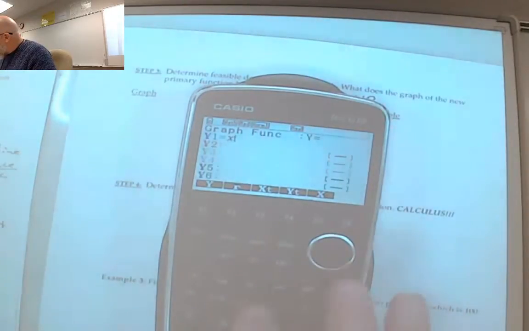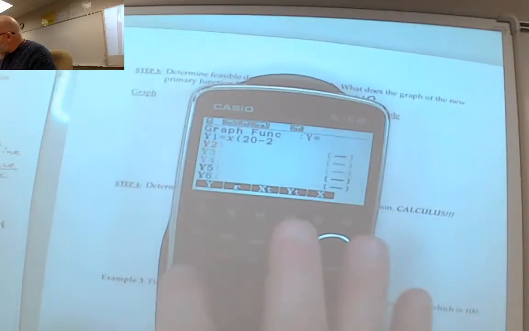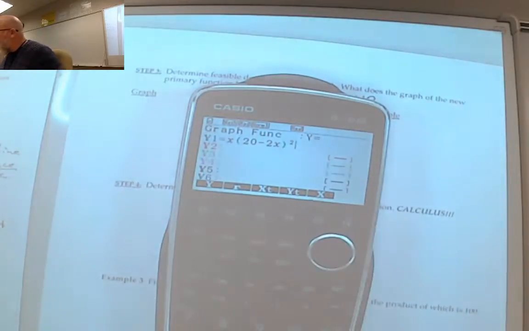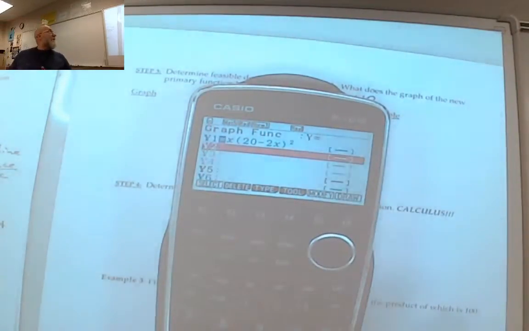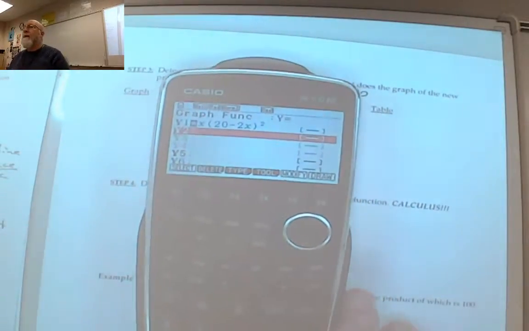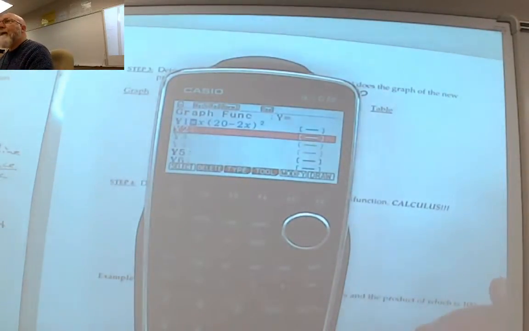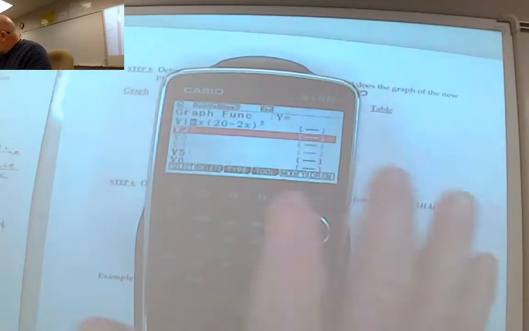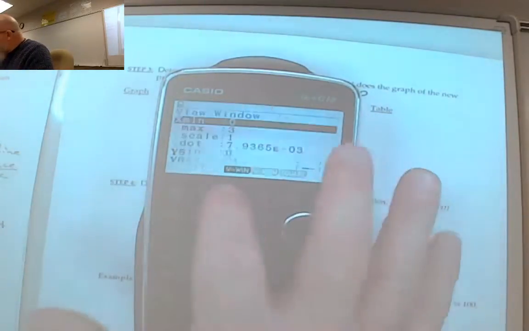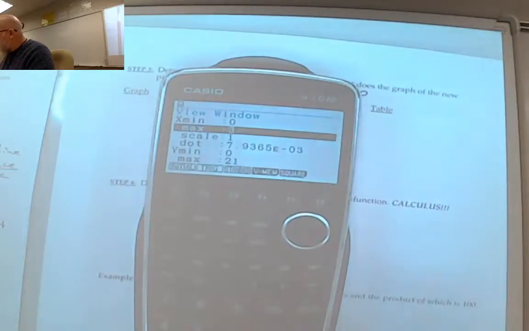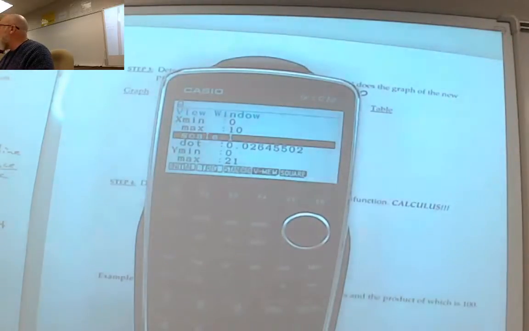Nick, I'm going to type it in this way: x(20 - 2x)squared. Do you know why I'm doing it that way? Because it's a lot less to type on a calculator, and I goof up every time I type more stuff. I know what it is because I wrote it on a piece of paper expanded. But for graphing, it's kind of nice. Now, I'm going to go to my window, and I'm going to go from 0 to 10. That's my domain, isn't it?